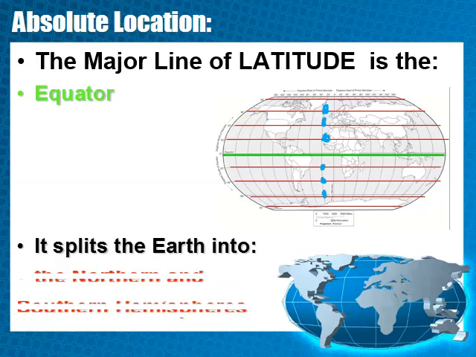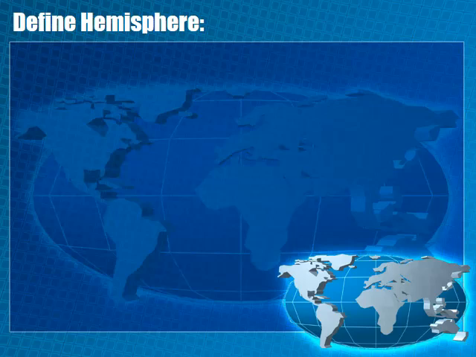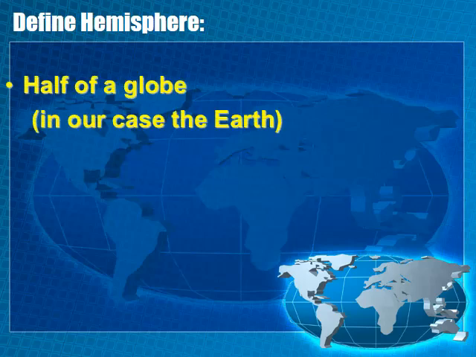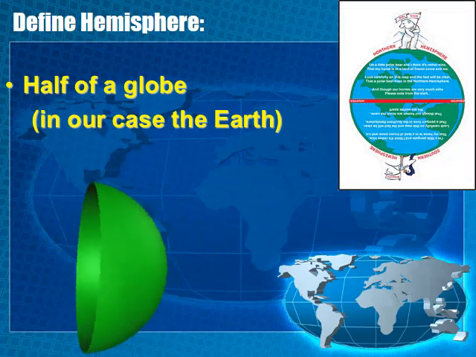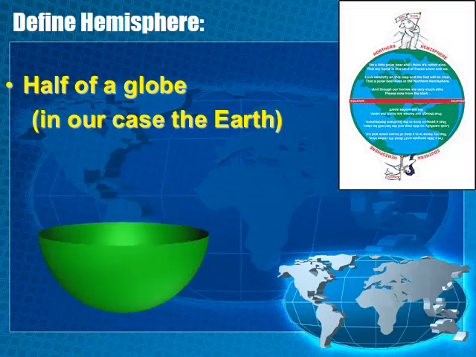The equator splits the Earth into the northern and southern hemispheres. If I'm going to define a hemisphere, it is half of a globe. In our case, it's the Earth, but even if you were a brain surgeon, you measure someone's head in terms of hemispheres. So for us, the equator is going to divide and give us half of the globe, north or south of the equator.